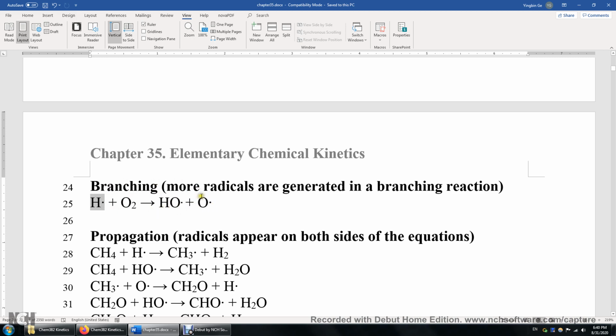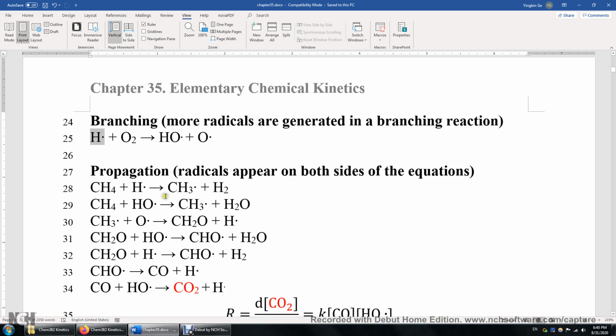This is called a branching reaction because in this reaction, more radicals are generated. You started from this H radical. You end up with 2 different radicals, hydroxyl radical and oxygen radical. And then propagation. Usually in a propagation reaction, radicals appear on both sides of the equation. And usually you have only one radical on the left-hand side and one radical on the right-hand side. You just get different radicals.